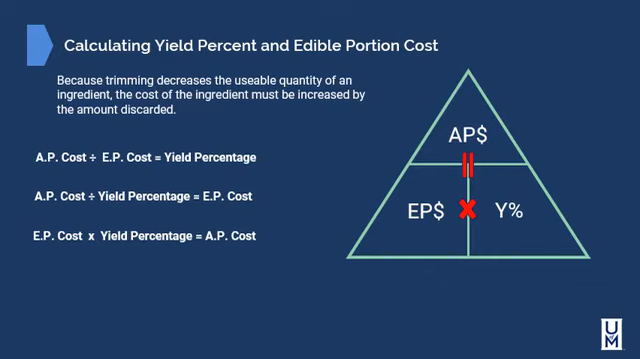So if I know how much something cost me, so that broccoli I purchased earlier cost me $5, and I divide it by my yield percent, 50%, now my EP cost is going to be $10. And that's how much broccoli I'm using in that recipe. Even though I'm discarding some of the material, I still have to take it into consideration.